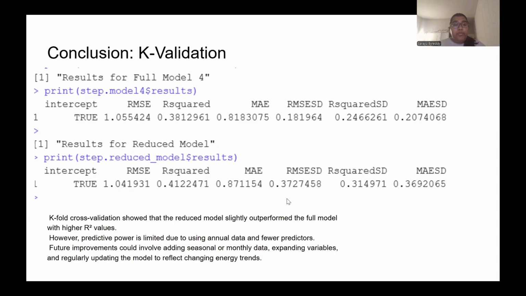I then performed k-fold cross-validation, which showed that the reduced model slightly outperformed the full model with higher R-squared values. However, the predictive power is limited due to using annual data and fewer predictors. Future improvements could involve adding seasonal or monthly data, expanding variables, and regularly updating the model to reflect changing energy trends.